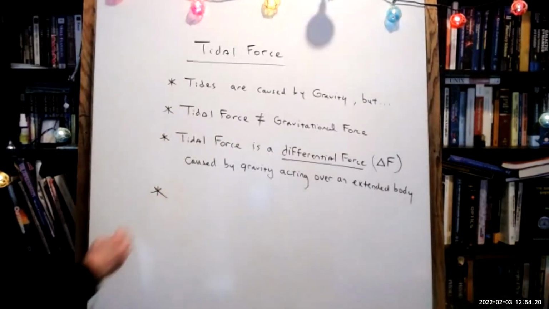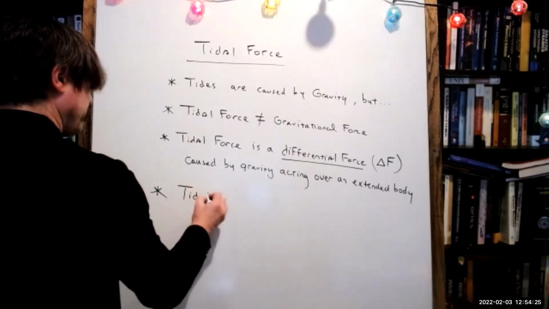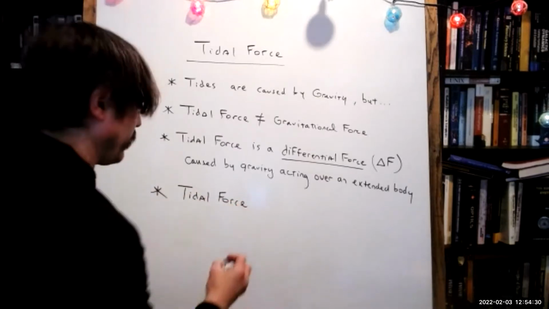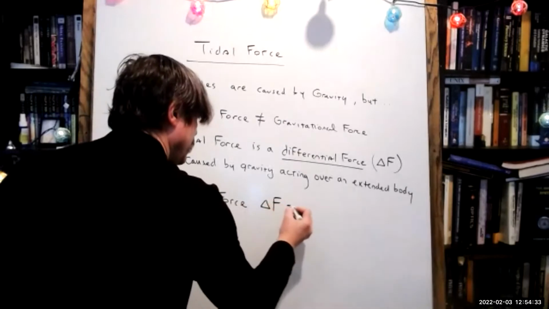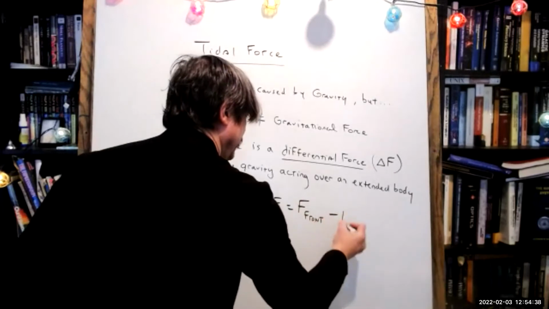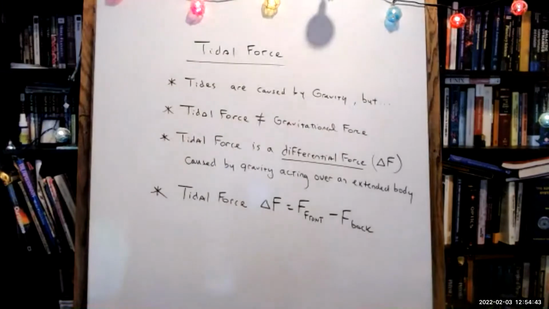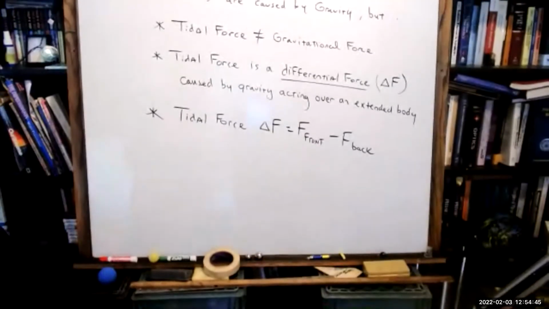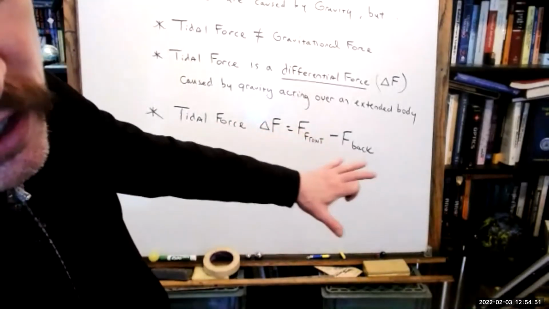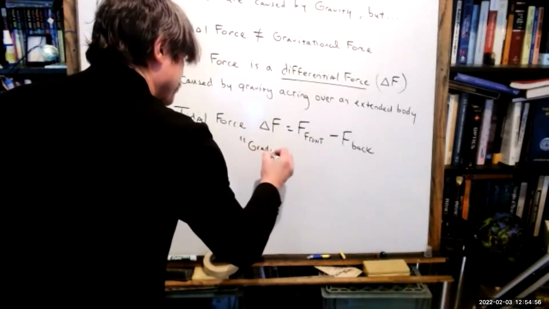In other words, the tidal force is a change in force between the force of gravity that acts, say, on the front of a body, subtracted from the force that's acting on the back of a body. And if you analyze this from the point of view of calculus, this is a gradient. Another way to say this would be it's a gradient of force.